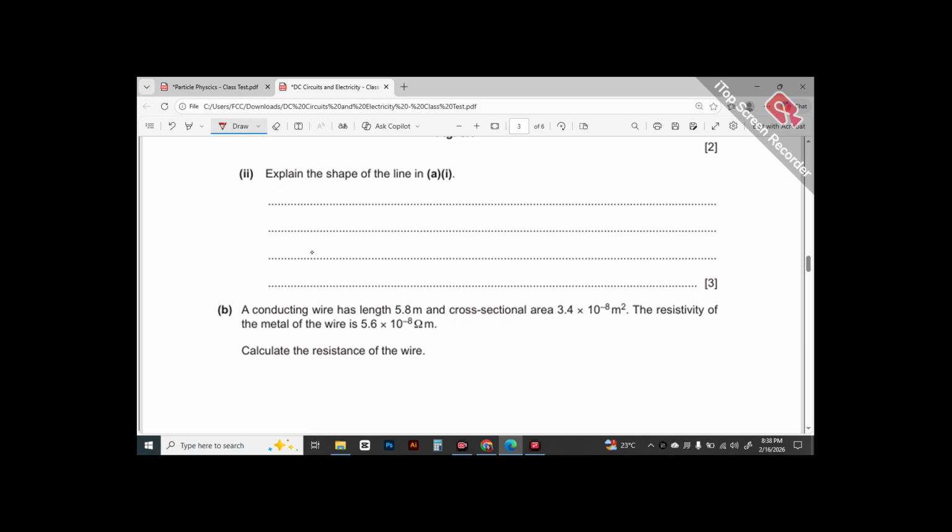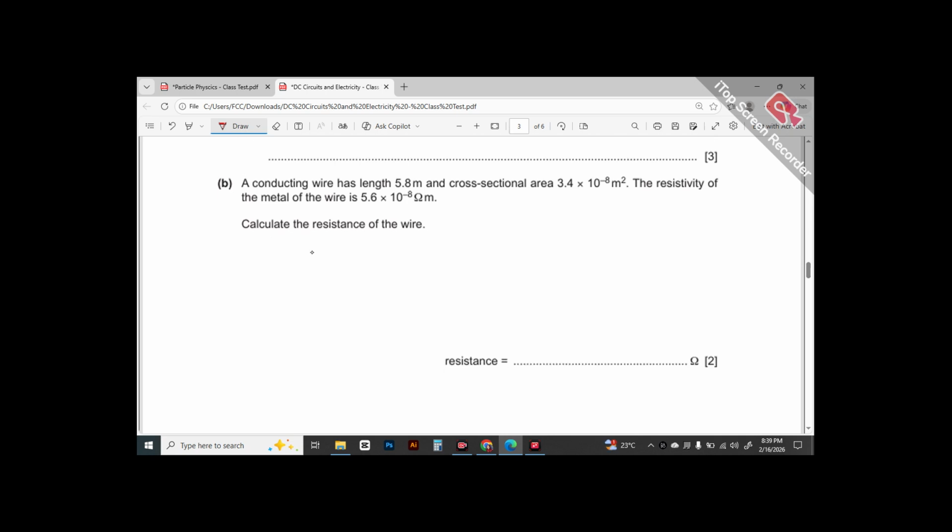First they said you sketch and show me, and then in the very next part they are asking you to explain the shape of the graph, in which you are supposed to write this: initially the voltage and current are almost proportional, but with the increase in voltage the increase in current starts to slow down, and hence the slope of the graph starts to decrease.